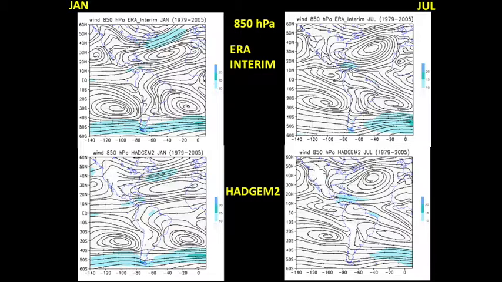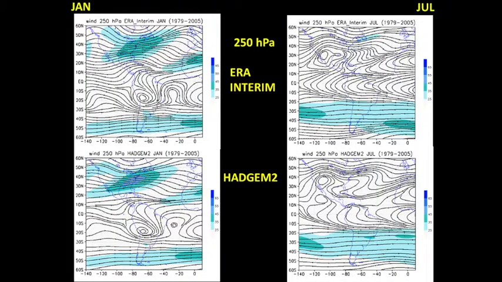For example, the model is here in January, and here is the ERA-Interim reanalysis. And we see the main features at 850 hectopascal, that is the low-level winds. The model can get the main features, which is this turning of the wind here in this region, and the heights, the subtropical heights. And here is July. We can compare and see that many features are present here.